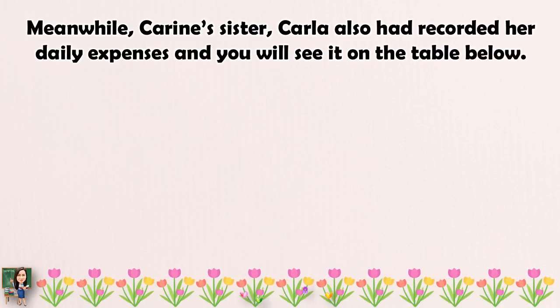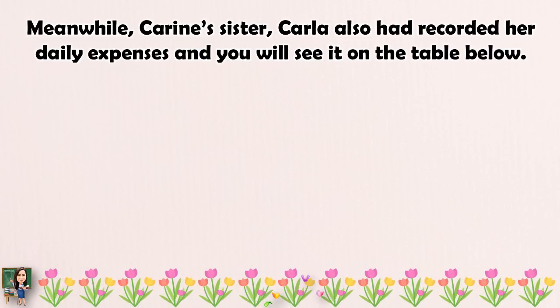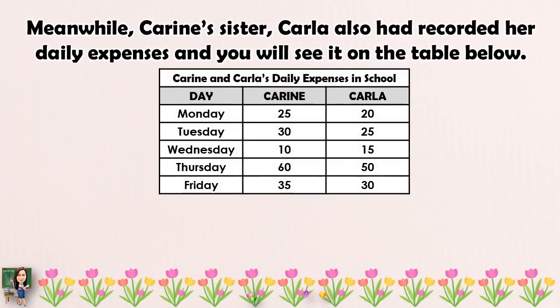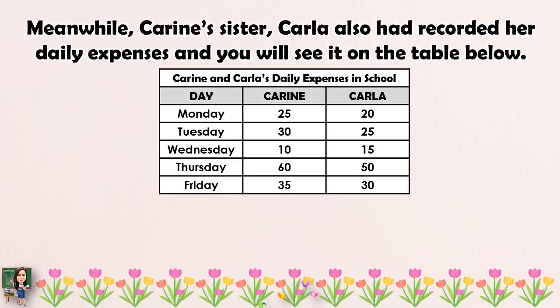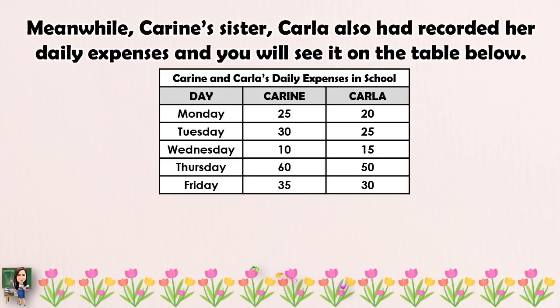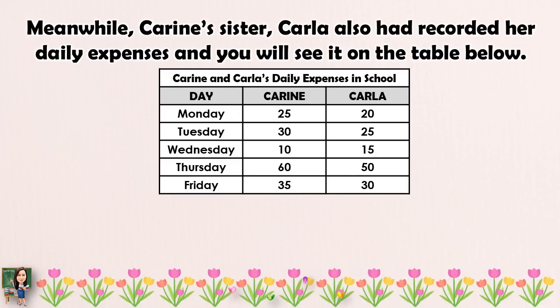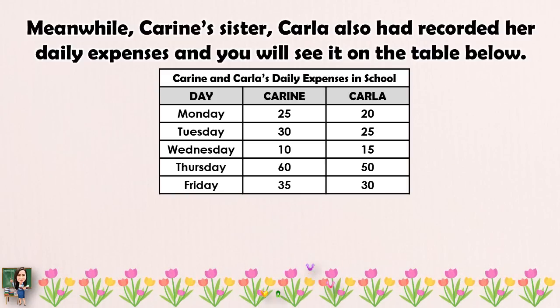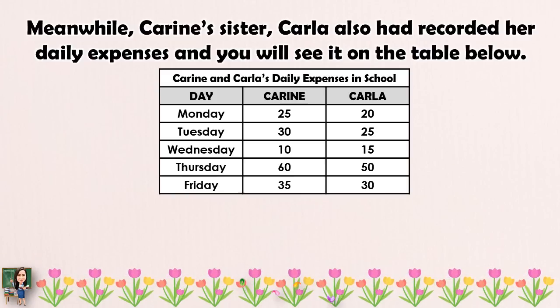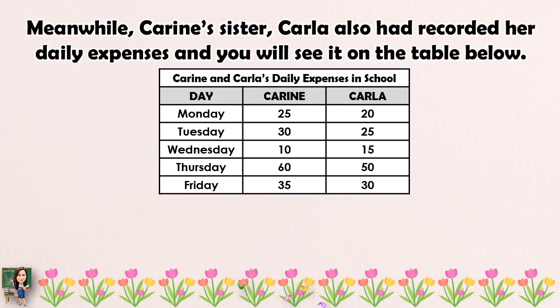Meanwhile, Karine's sister, Carla, also recorded her daily expenses and you will see it on the table below. So this is Karine's and Carla's daily expenses in school. On Monday, Karine's expenses is 25 pesos while Carla is 20 pesos. Tuesday, Karine's expenses is 30 pesos while Carla is 25 pesos.